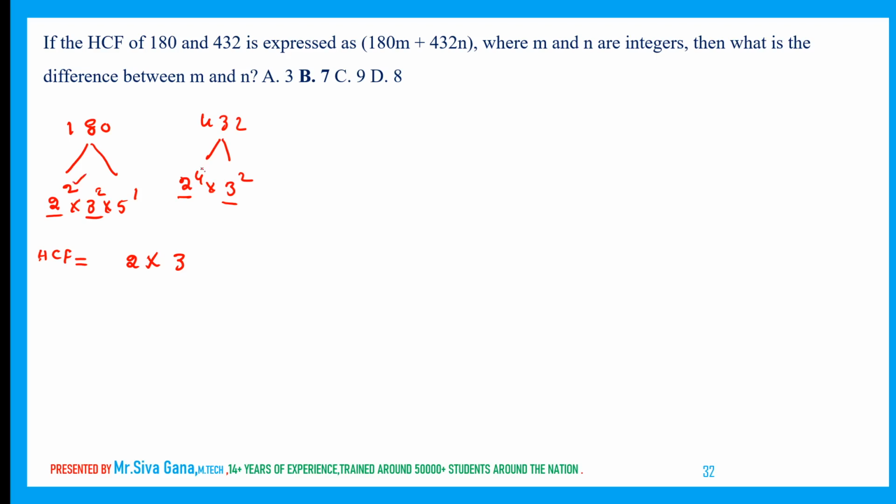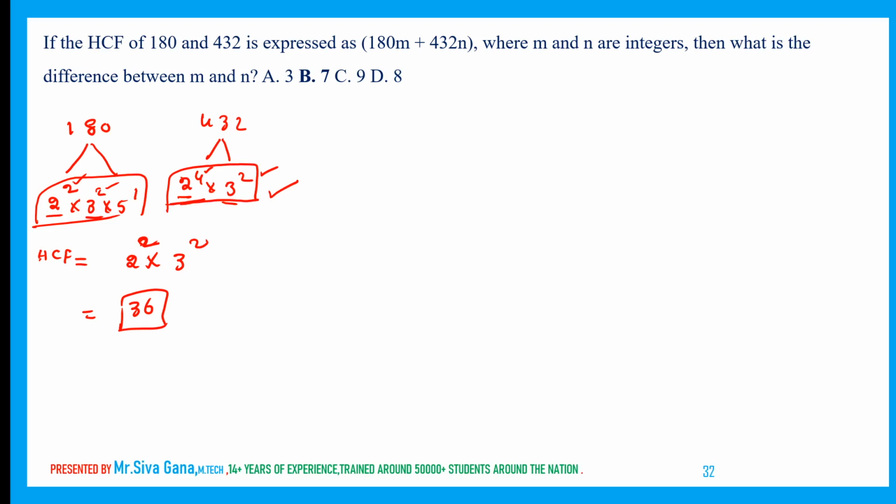Here power is 2, here power is 4, minimum power. Here power is 2, here power is 2, minimum power, right? 2 square into 3 square, 4 9s are 36. 36 is the HCF. After writing the prime factorization, product of the common prime bases. In this prime factorization, the bases are called prime bases. Prime bases with minimum powers, their product.